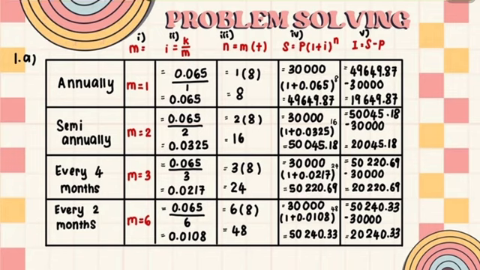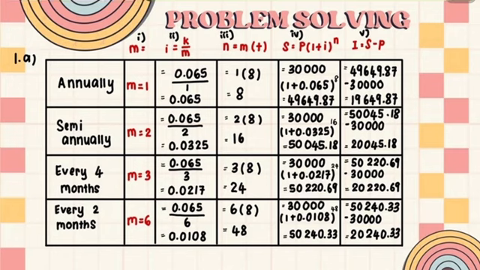So N equal to 16. Next, P equal to 30,000, I equal to 0.0325, and N is 16. So the answer will be RM 50,045.80. S is RM 50,045.80 and P is 30,000, and we need to minus it, so the answer will be RM 20,045.80. Every 4 months, its frequency of compounding is 3. K equal to 0.065 and M is 3, so the answer will be 0.0217.